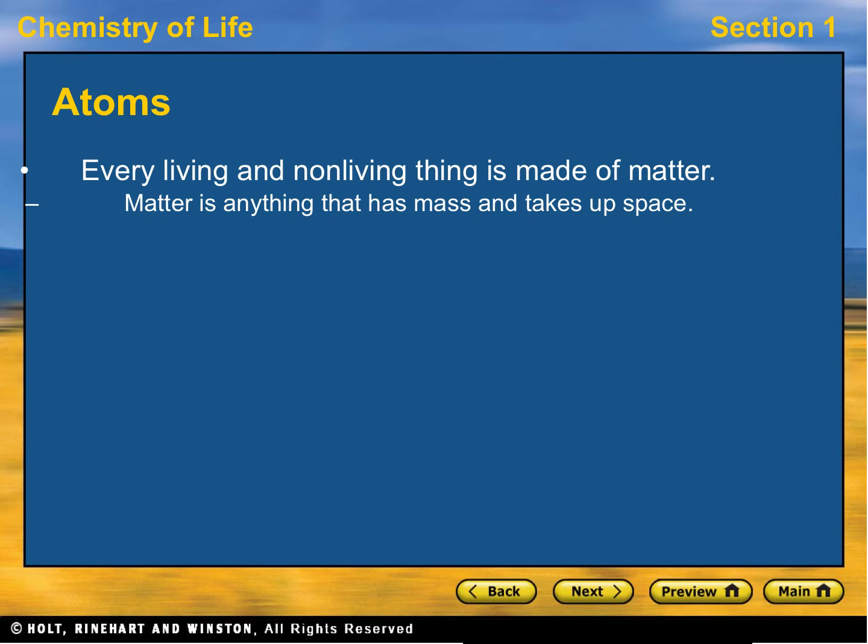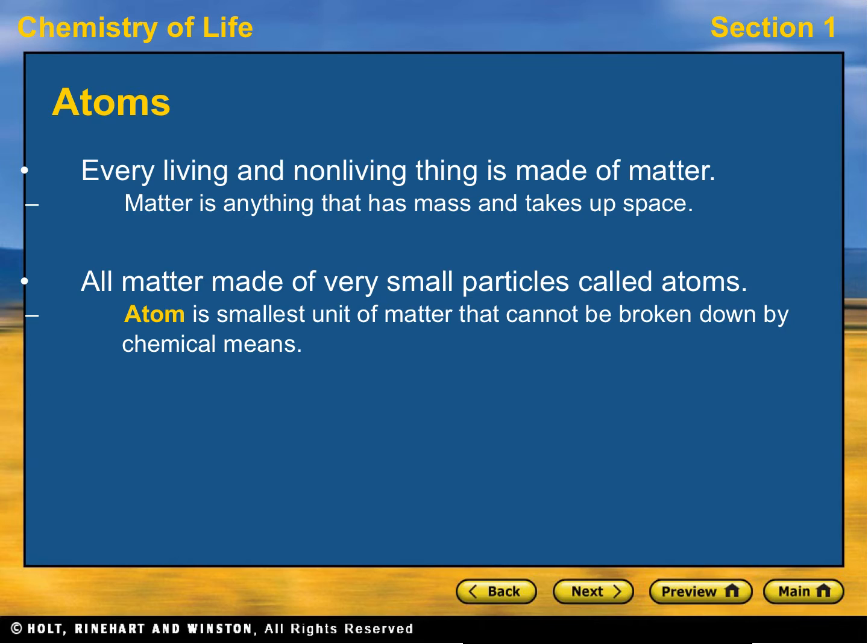To begin with, every living and non-living thing is made up of matter. Matter is defined as anything that has a mass and takes up space. And all this matter that is out there is made up of very small particles that we call atoms. Atoms are the smallest unit of matter, and it cannot be broken down by any chemical means. So what this means is you can't break an atom down and make it into a smaller amount of matter. It's the most basic unit of matter that is out there.